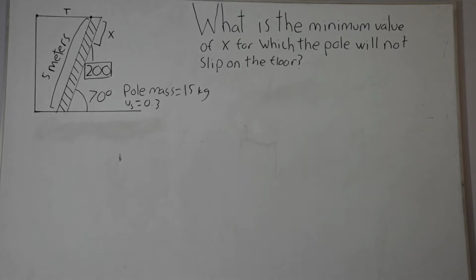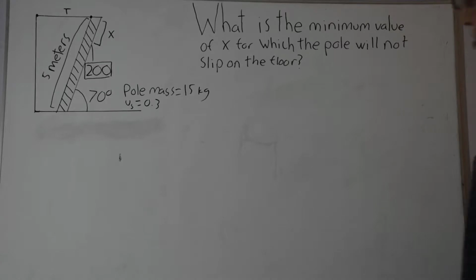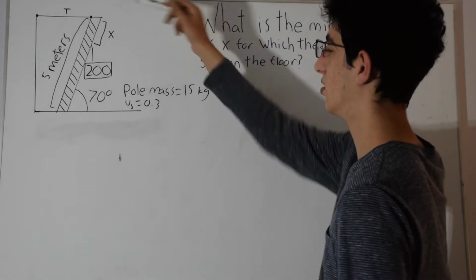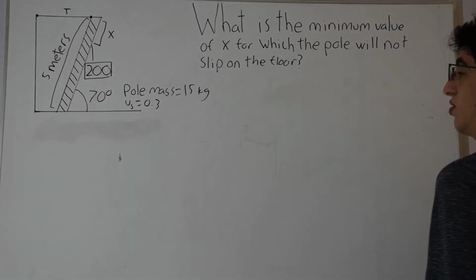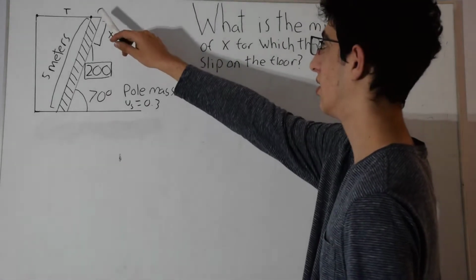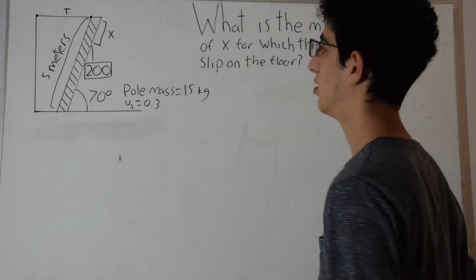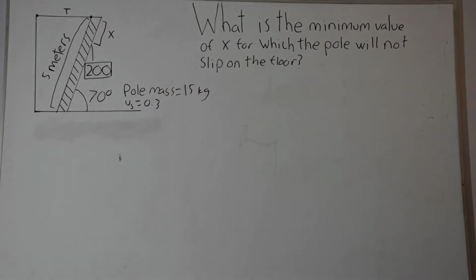Hey guys, so today we're going to be doing a torque equilibrium question, and in this video the question is asking us what is the minimum value of x for which the pole will not slip on the floor. It's important to note that x is referring to the distance between a 200 kilogram hanging mass to the top of the pole. Another important thing about this question is that there is a rope that is exerting a tension force that is holding the rod upright.